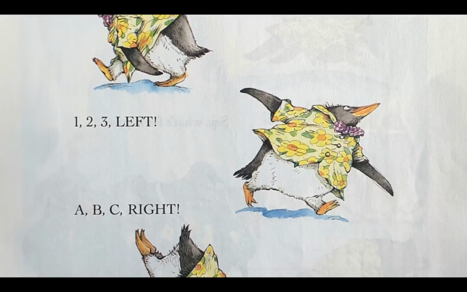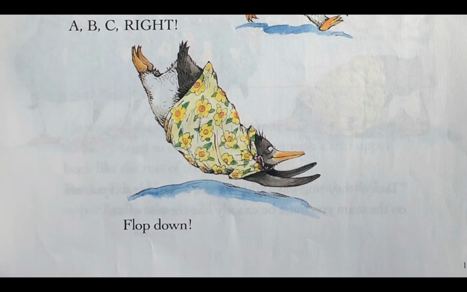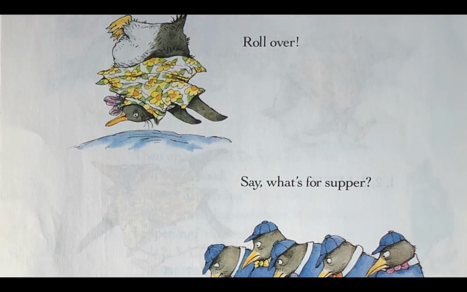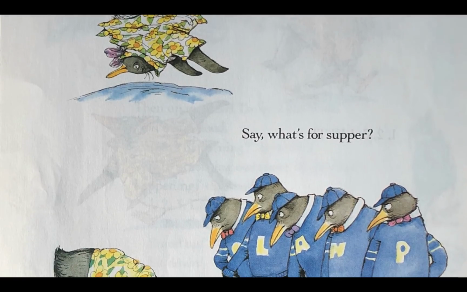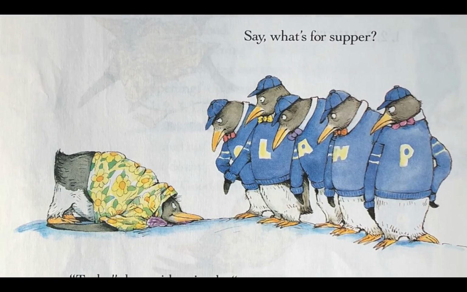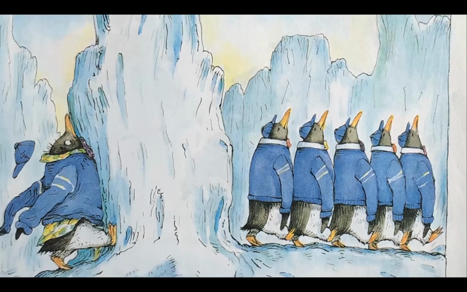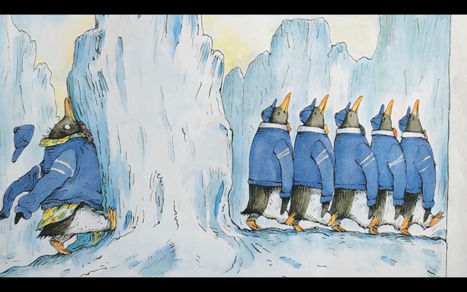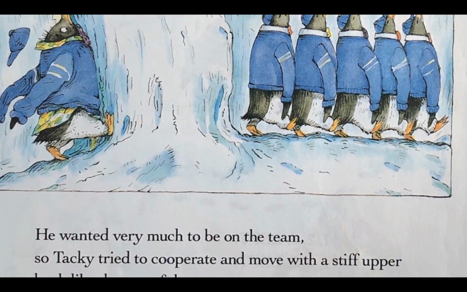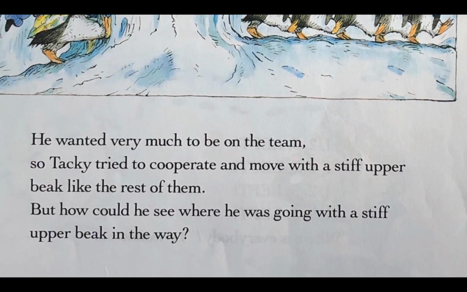Tacky gave it a try. 1, 2, 3, left. A, B, C, right. Flop down, roll over. Say, what's for supper? "Tacky," they said patiently, "we are a team, and if you are on the team, you must be exactly like the rest of us." He wanted very much to be on the team, so Tacky tried to cooperate and move with a stiff upper beak like the rest of them. But how could he see where he was going with a stiff upper beak in the way?